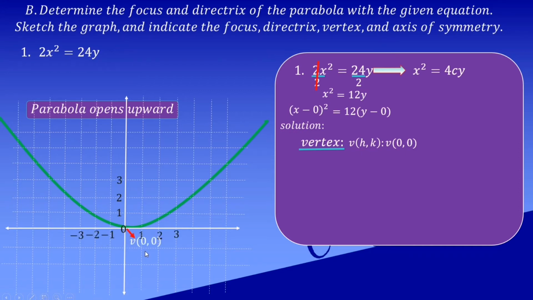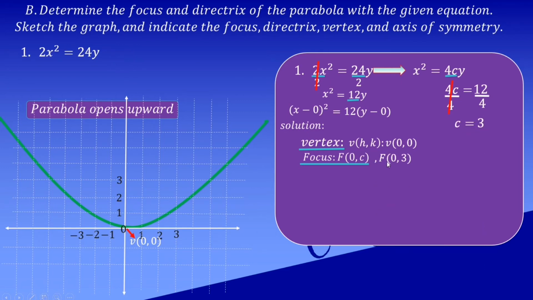Okay, that is our vertex at 0, 0. And we have also the focus. Then the equation has 4c, so to find the c here, maaari natin gamitin yung 4c, the numerical coefficient of y, and also the 12. Then 4c is equal to 12. To find the c, divide both sides by 4, cancel 4, then c is equal to 3.